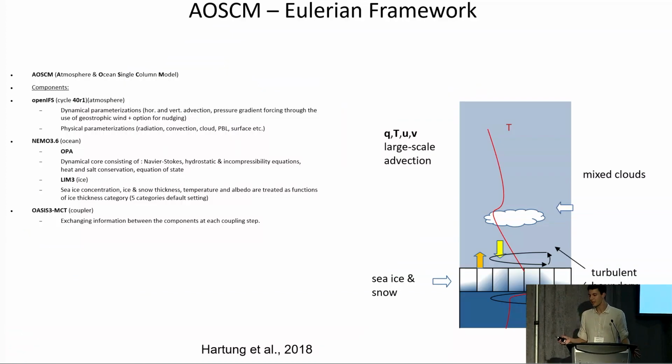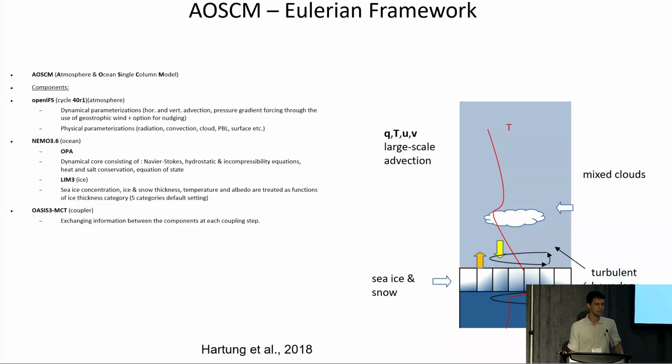So you can use the AOSCM basically in two frameworks. One is the Eulerian and the other one is the Lagrangian. And there are different things to consider in each framework, but the structure of the model is the same. You have an atmospheric column that is on top of an ocean column, and then there's sea ice in between when we're at locations near the poles.